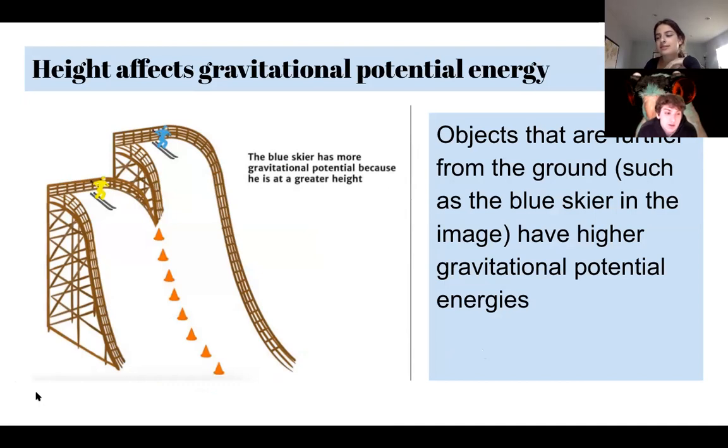And so there are different factors that affect gravitational potential energy, but the main one is height, or the distance that the object is from the ground. On the image on the left, there are two skiers, the yellow skier and the blue skier, and the blue skier has more gravitational potential energy because they are at a greater height than the yellow skier.